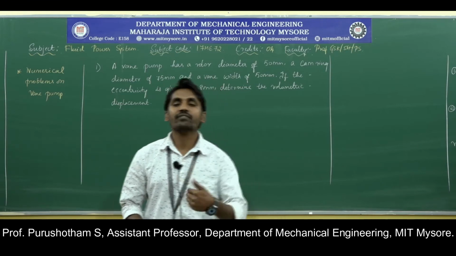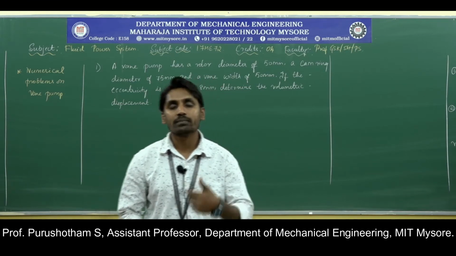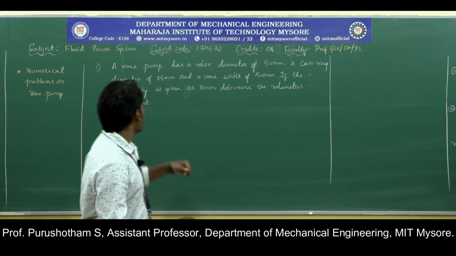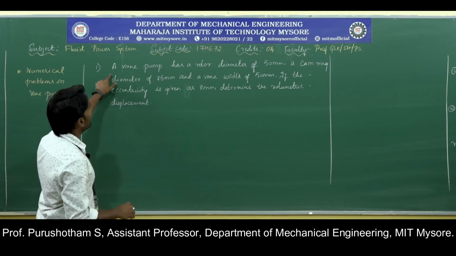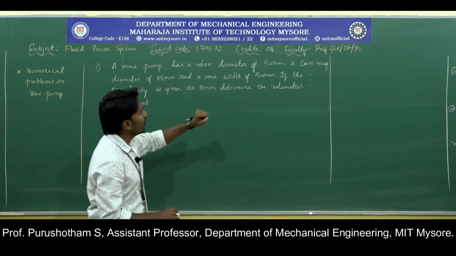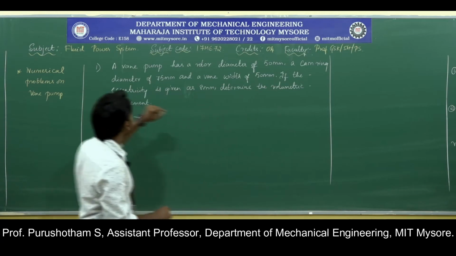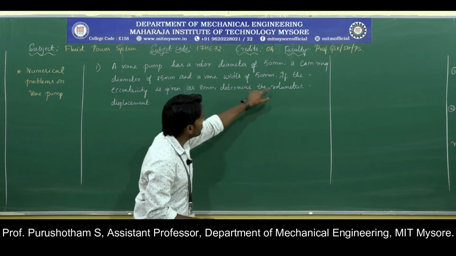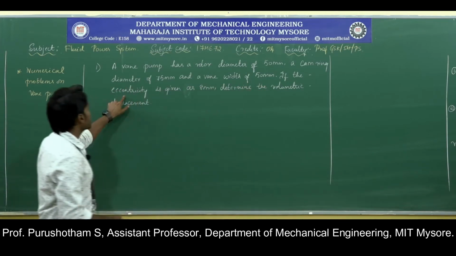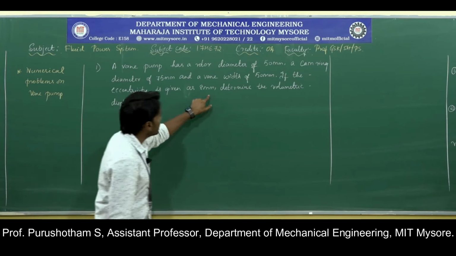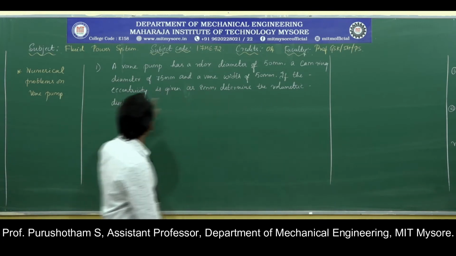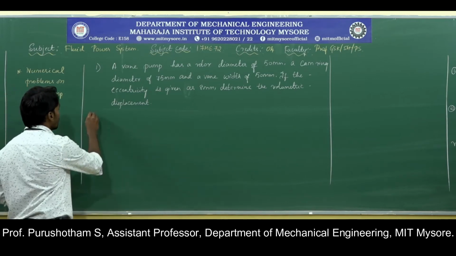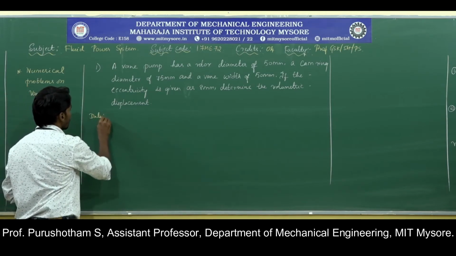By using that equation, we are going to calculate the volumetric displacement in vane pumps as well as some eccentricity problems. So first I will read out the problem. A vane pump has a rotor diameter of 50 millimeter, a cam ring diameter of 75 millimeter, and a vane width of 50 mm. If the eccentricity is given as 8 mm, determine the volumetric displacement. So first I will extract the data from the problem.